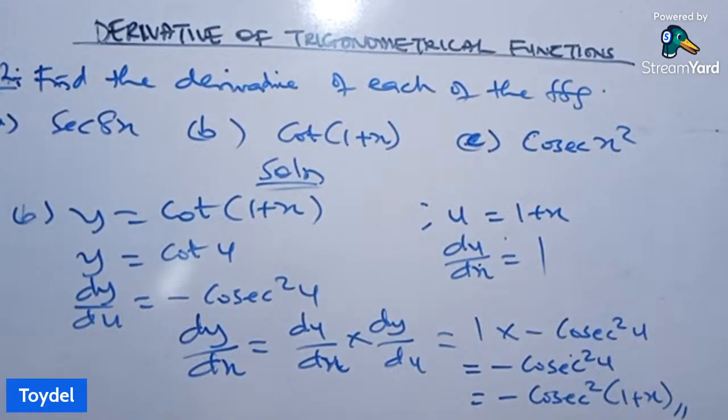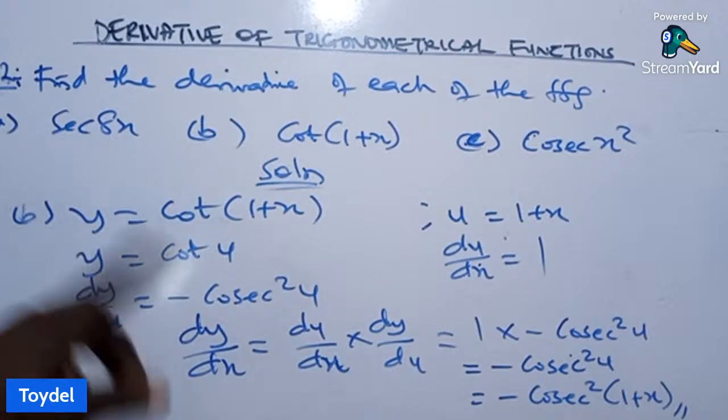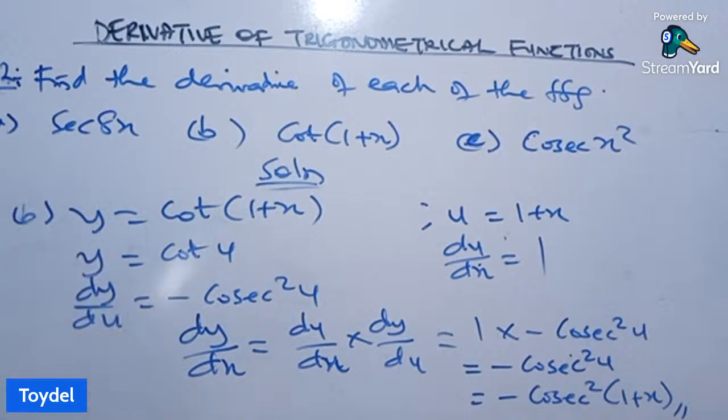Let's take our time to check this example. So instead of going through all this process, if you know what to do, just go ahead and differentiate the angle that you have there, 1 plus x. Use it to multiply the derivative of cot. So that is what is expected. Once you do that, then straight away you're going to get your answer without going through any stress.